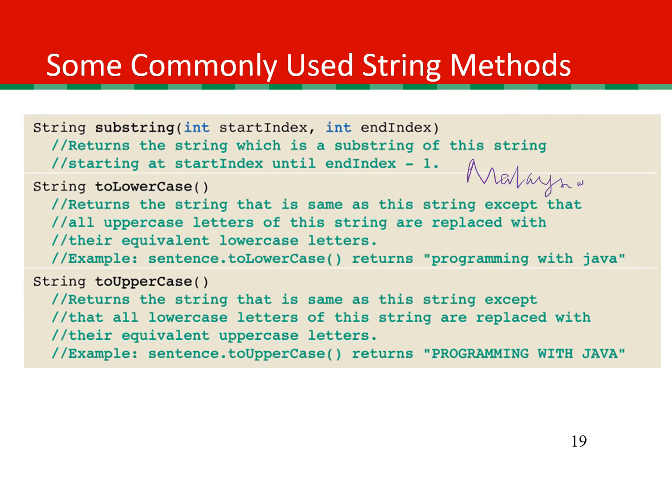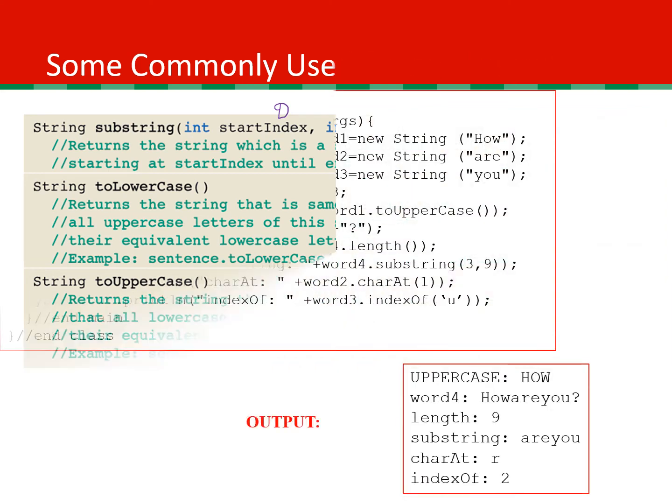So if you want index 0 to 3, or 0 to 2, it will only count 0, 1, 2. So it will only return you this string. To lowercase will convert whatever string that is provided to lowercase, and the same goes here. It will convert whatever string that you are having into uppercase.